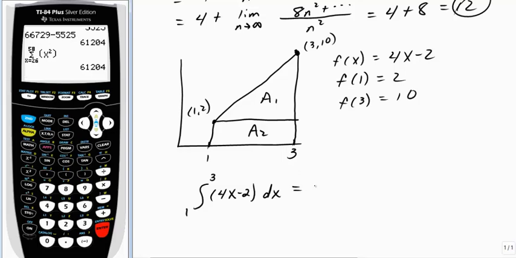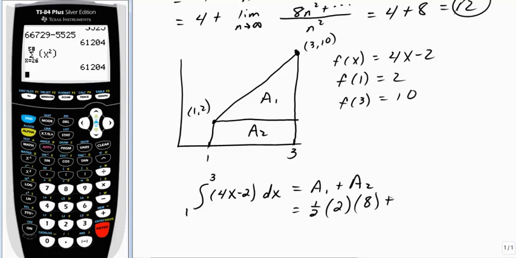So I'll say, well, this is equal to my area 1 plus area 2. Area 1 is a triangle which has a formula 1/2 base times height. So I'll say 1/2. Well, the base goes from 1 to 3. It has a length of 2. And the height, now be careful here, it does not have a height of 10. We know it has a height of 10 minus 2, has a height of 8.